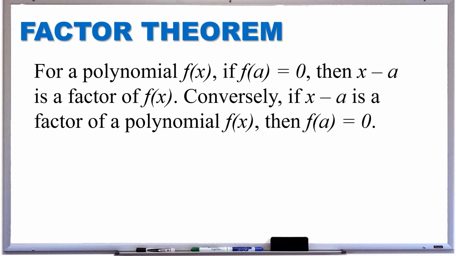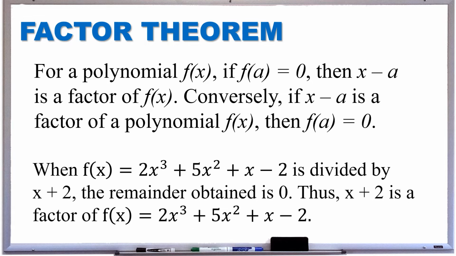The factor theorem for a polynomial f of x states that if f of a equals 0, then x minus a is a factor of f of x. Conversely, if x minus a is a factor of polynomial f of x, then f of a equals 0. For example, when f of x equals 2x cubed plus 5x squared plus x minus 2 is divided by x plus 2, the remainder obtained is 0. Then we can say that x plus 2 is a factor of 2x cubed plus 5x squared plus x minus 2.